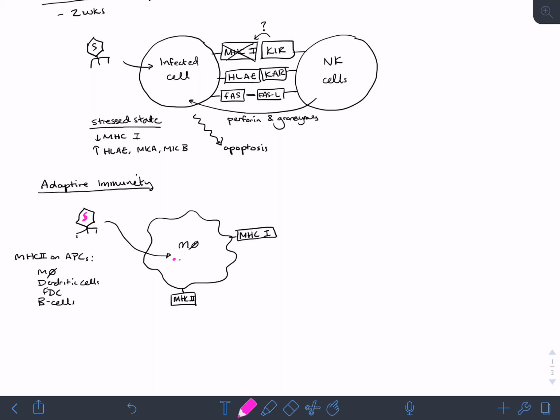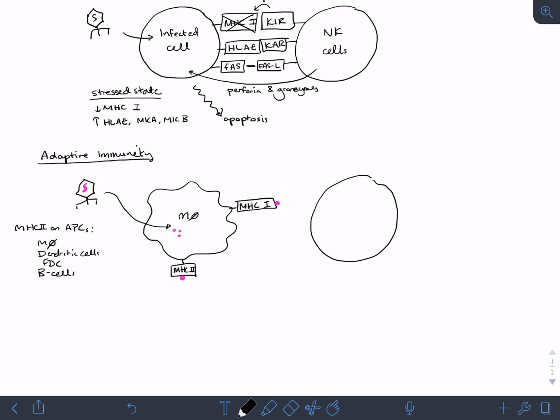Okay? So now, at the end of the day, what you want to do is activate a CD8 T cell. Okay? This is going to create a cytotoxic T cell. And this is what's going to do the actual killing. Cytotoxic. Toxic. So it's toxic to cells. Cytotoxic T cells. This is the end goal. The end goal is to create a cytotoxic T cell.